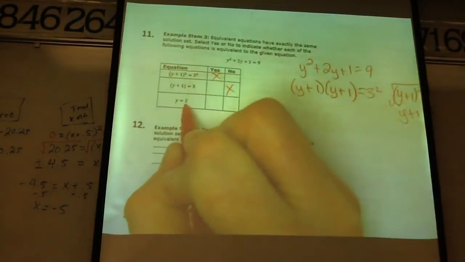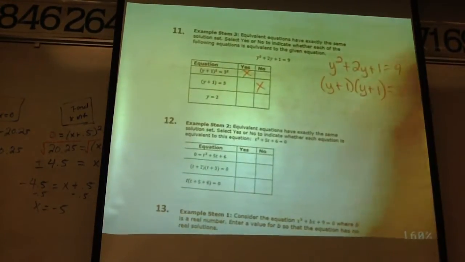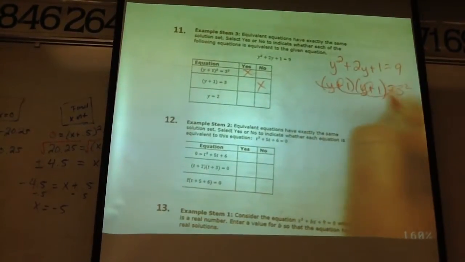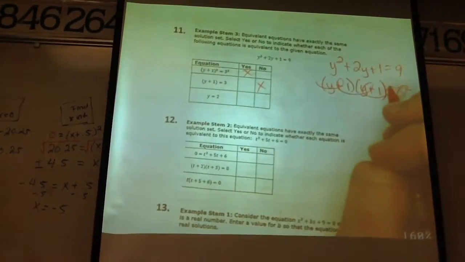Y equals 2, is that the same thing? It's a solution, but it's not the same thing.